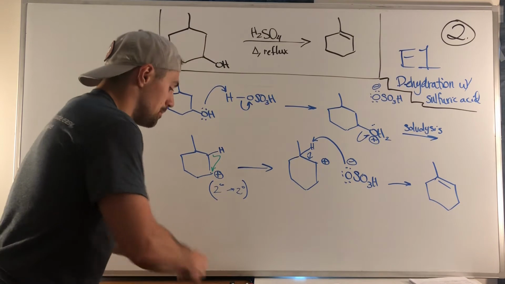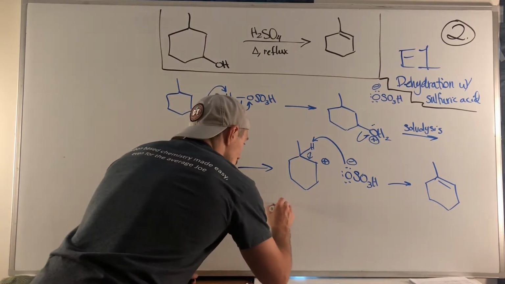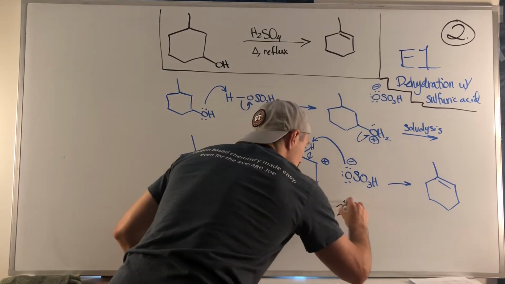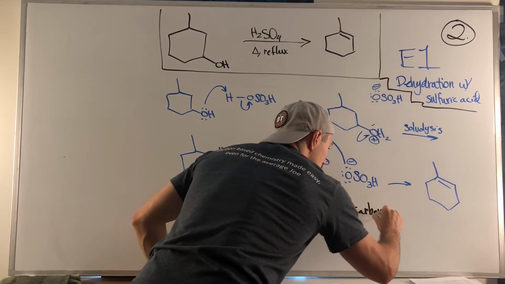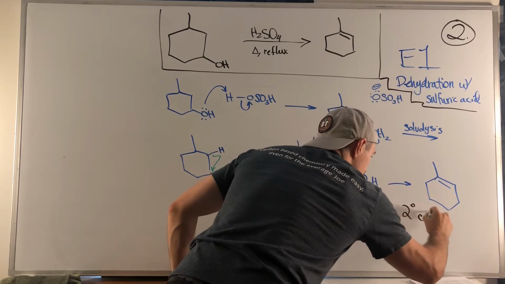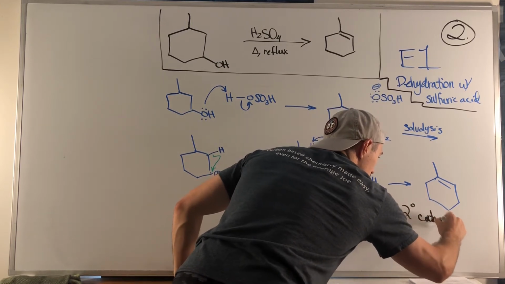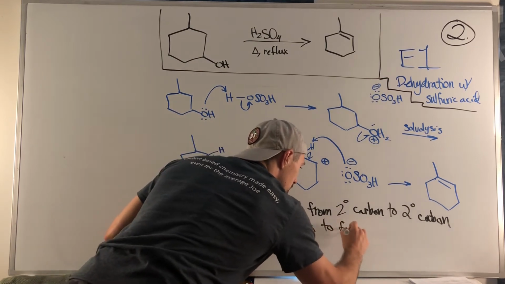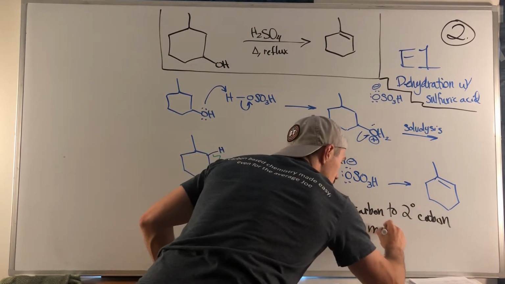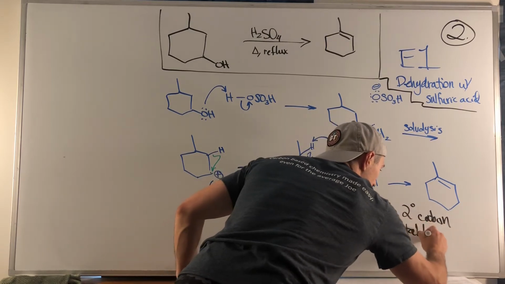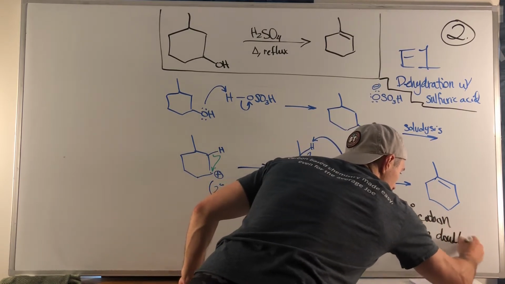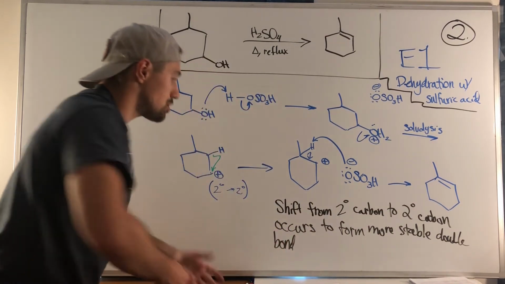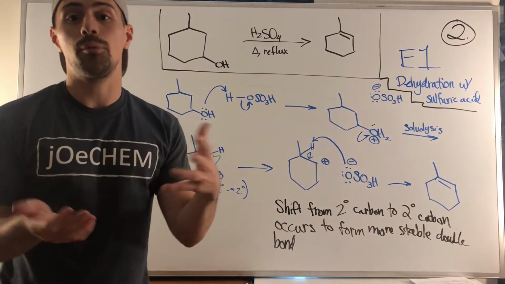But the reason being, I would say, is a shift from a secondary carbon to a secondary carbon occurs to form a more stable double bond. So that would be nature's driving force, right? A seemingly equal shift happens so that you can form a better double bond in your product.